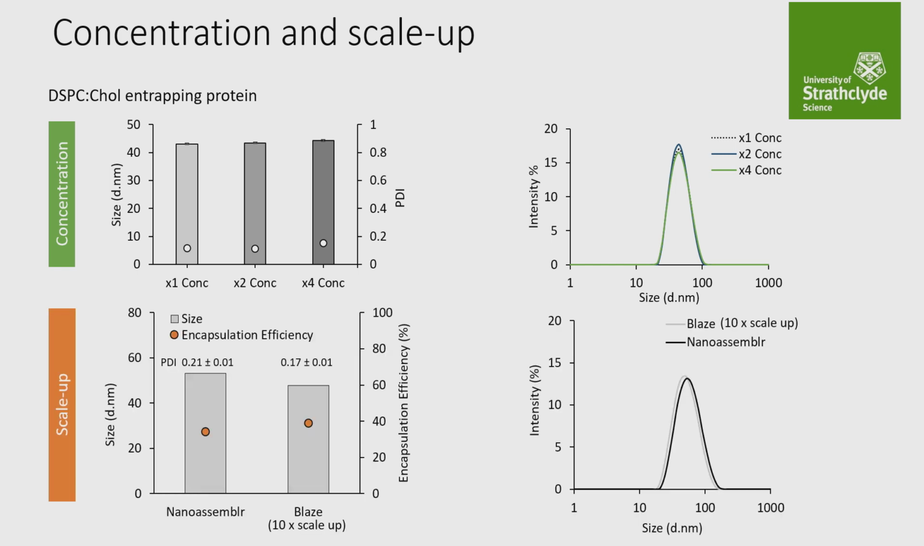In terms of scaling up from the NanoAssemblr to the larger Blaze system that runs basically 10 times scale up, we get very reproducible data, so the particle size and loading is the same. Straight off, same parameters, no further optimization onto the larger scale. Because it's the same system basically scaled up, it's really easy to scale up and scale down your production as required.